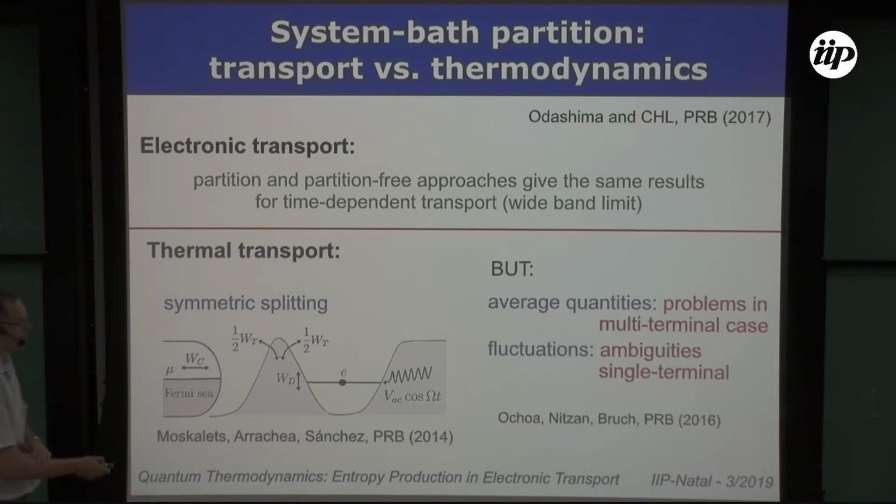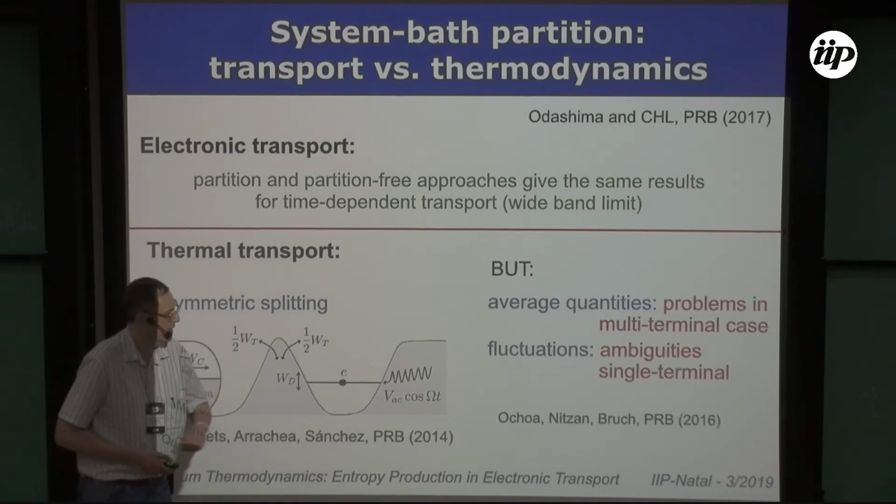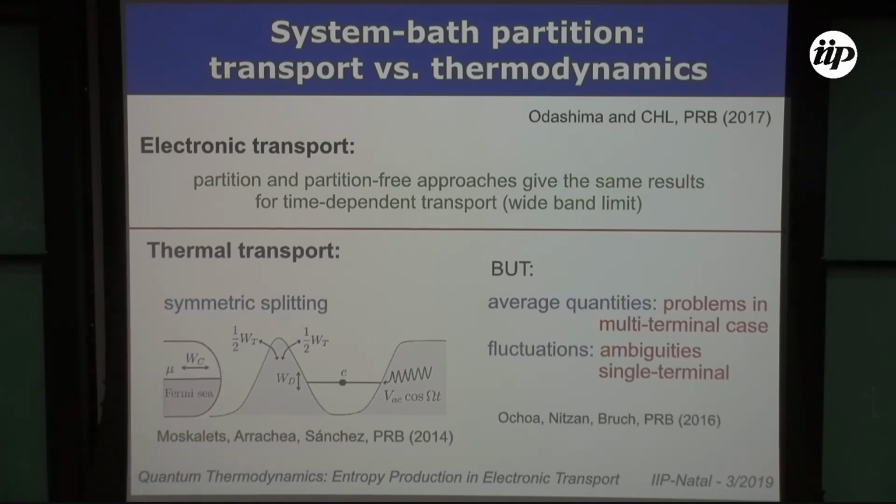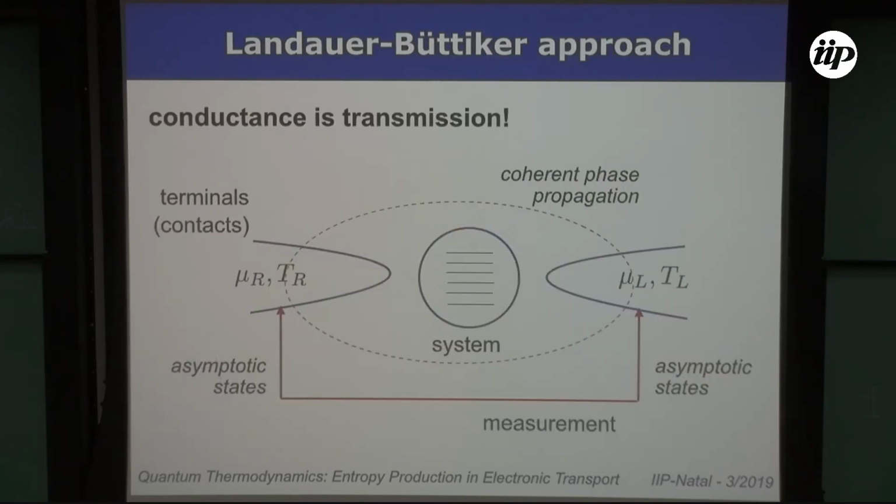And there is even a nicer, more recent work, where people started to look into fluctuations, and by playing this trick of putting half and half the partition, you actually arbitrarily fix the fluctuations and introduce a lot of ambiguities in your definition. So it's not a good trick. So inspired by these negative results, we decided to go back to the basics and go to one of the most successful approaches to describe electronic transport, which is the Landauer-Büttiker.